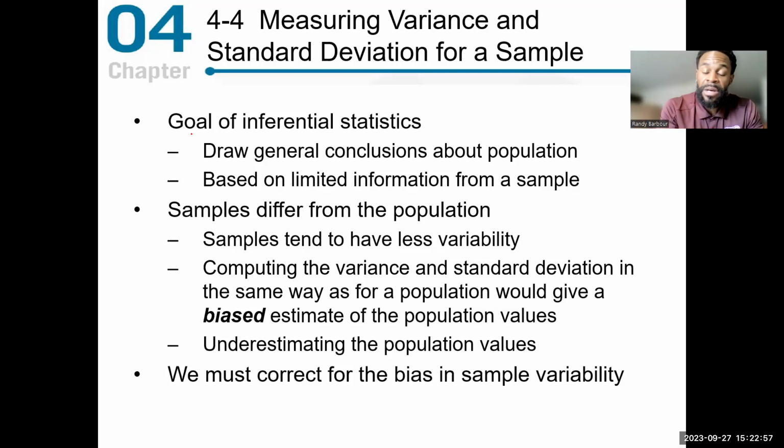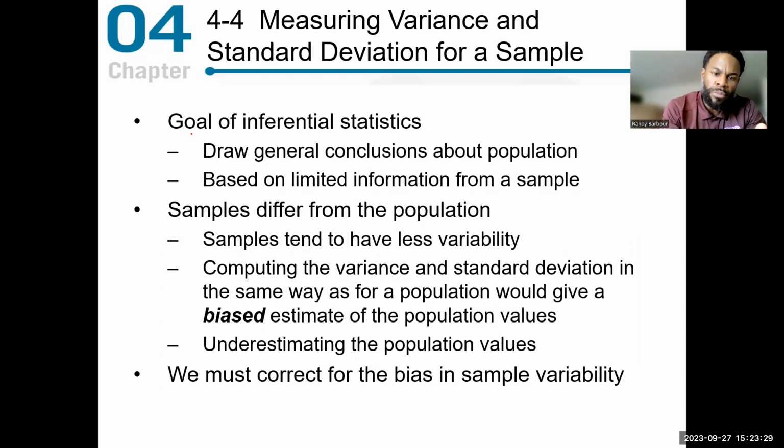Samples tend to be less variable. So when you talk about variability, they tend to be less variable because you're taking a sample. And the sample usually doesn't have a lot of the extreme values, right? So with a normal population, you're gonna have values on the very extreme to the right and very extreme to the left. But for a sample, usually you're gonna get individuals who are kind of closer together, which will provide less variability in that sample.